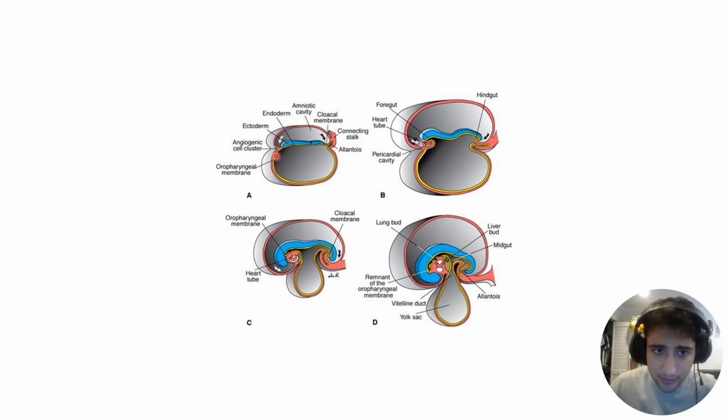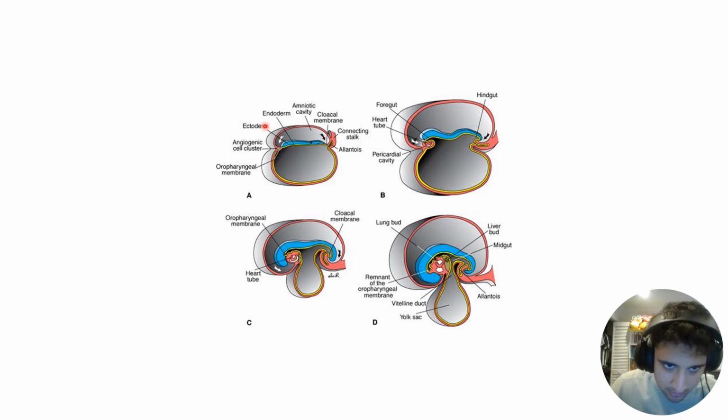It covers the ventral surface of the embryo. Okay, this is the dorsal, this is ventral. So it's covering the ventral surface, and this is the cranial, and this is the caudal. Notice that the connecting stalk, which will become the umbilical cord, is coming in near the caudal end. Okay, so as the brain vesicles begin to develop, the embryonic disc begins to bulge into the amniotic cavity.